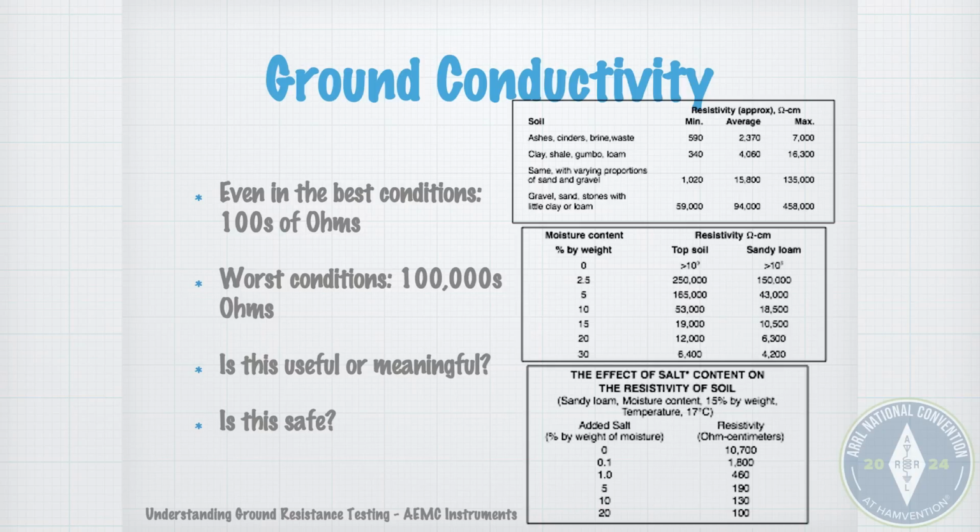I mentioned ground conductivity earlier. Here's some charts about that. Even in the best of conditions, as it says there, it's hundreds of ohms. I mean, you can get it down by pouring a lot of salt water on things, but usually in things you find out in nature, it's like that. And then you can be several orders of magnitude, like 4 orders of magnitude, different in other conditions.